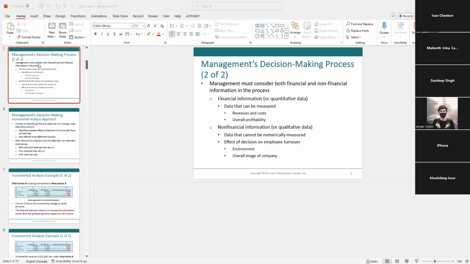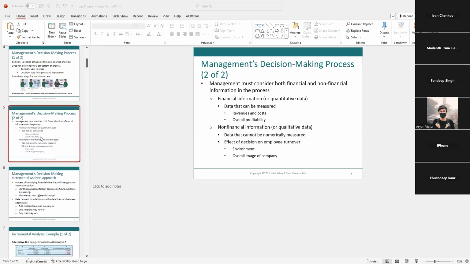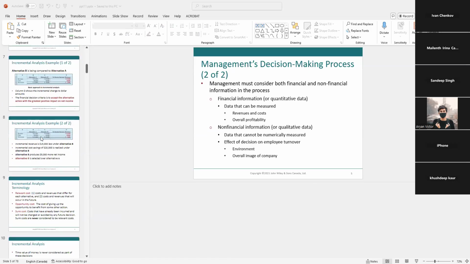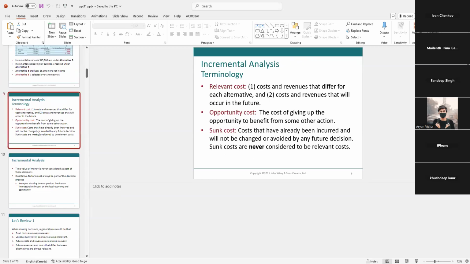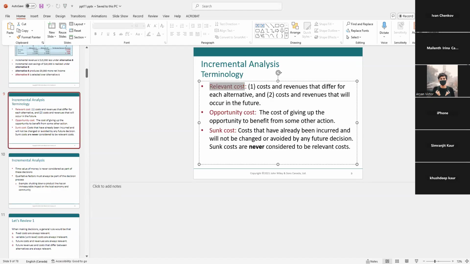Okay, decision making. For decision making, there are some important things I want to remind you of, which are the relevant costs that we have to consider. First is the relevant cost, which is the cost and the revenue that is different for each alternative. The next thing is the cost and the revenue that will happen in the future. That's related to the relevant cost.